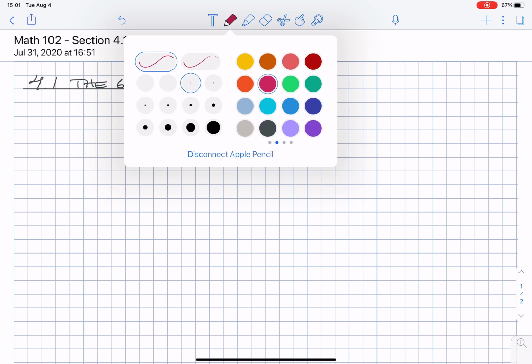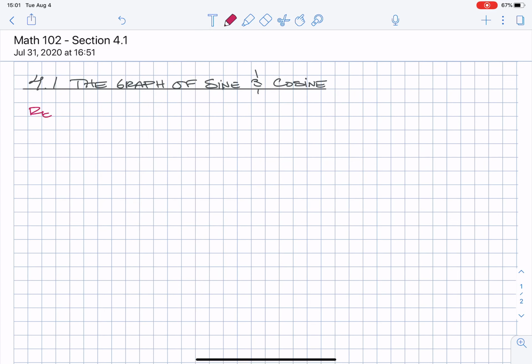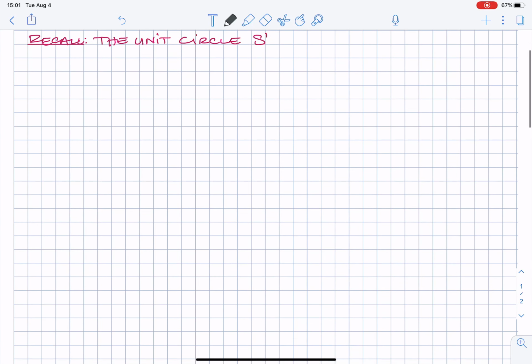So let's recall the unit circle, which in math we annotate with S1. So the unit circle, it's always good to go over this multiple times until we get it. S1. So let's go ahead and try and make this large enough.